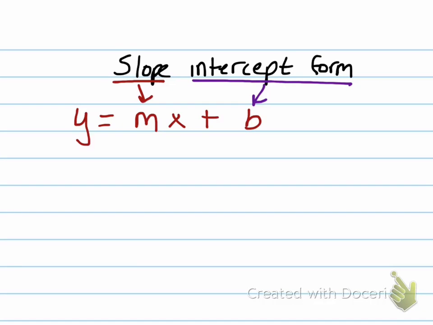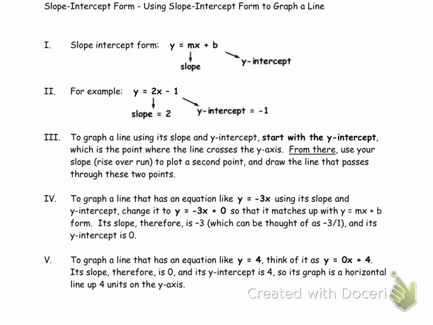Alright, slope-intercept form. So, slope is m, and your y-intercept is b. Alright, so we've looked at this before. Again, it's reiterating some things. My slope is m, and your b, what I just said, is your y-intercept.